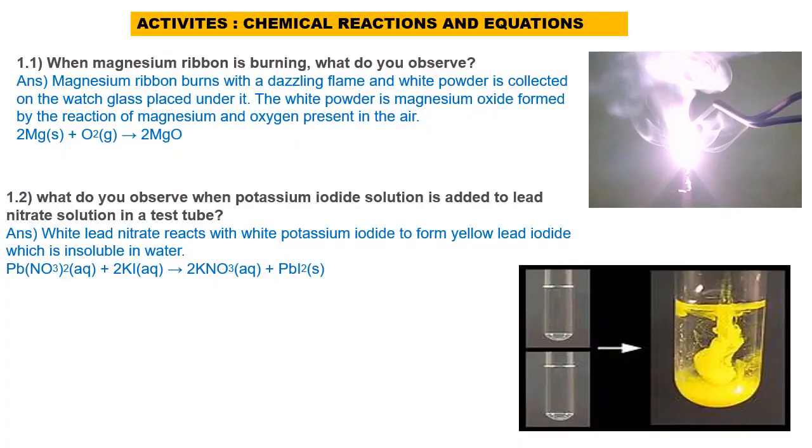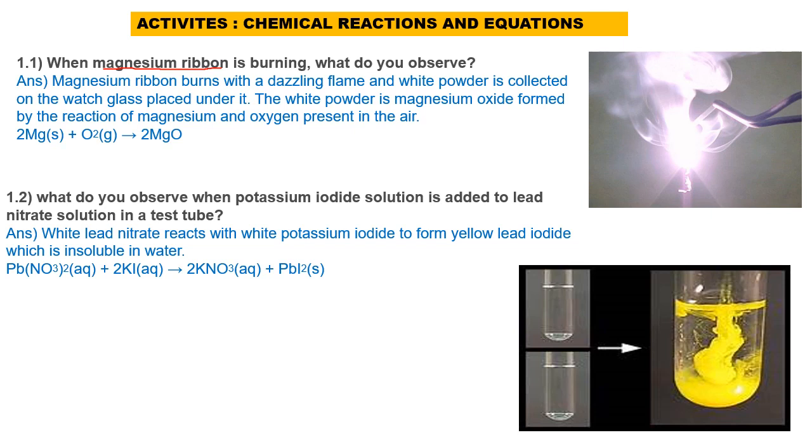Let's take the first activity of your textbook. Here we have to take a magnesium ribbon and burn it. The precaution while doing this reaction is that you have to rub the magnesium ribbon with sandpaper so that the layer of magnesium oxide which was formed on the ribbon previously will be rubbed off, and it is going to react very fast with the fire.